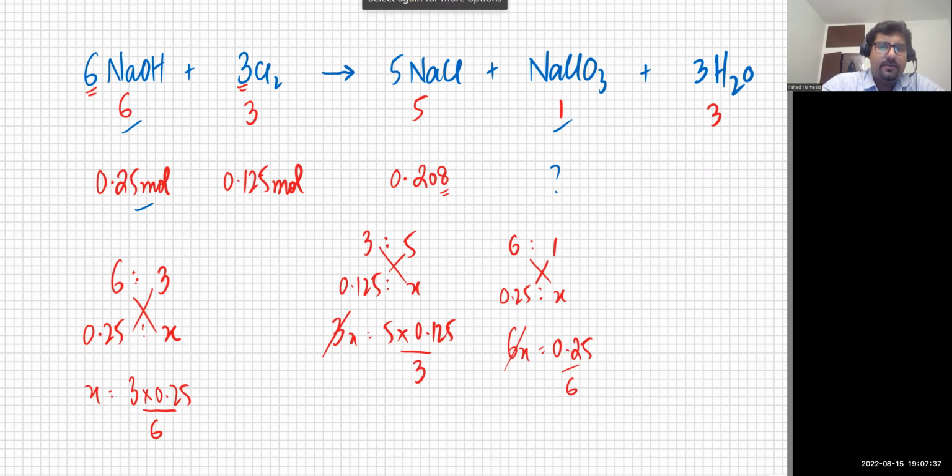0.042, right? So for this one, you're getting 0.042. Make sure everyone has a calculator. 0.042 moles, since we are counting everything in moles.